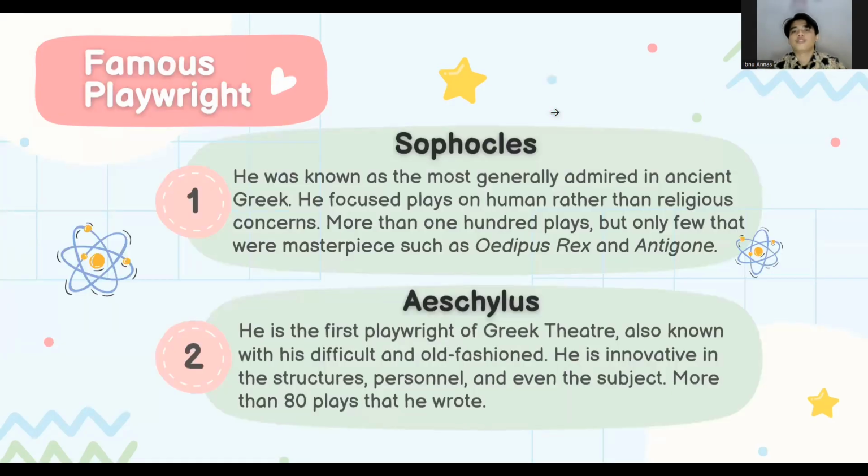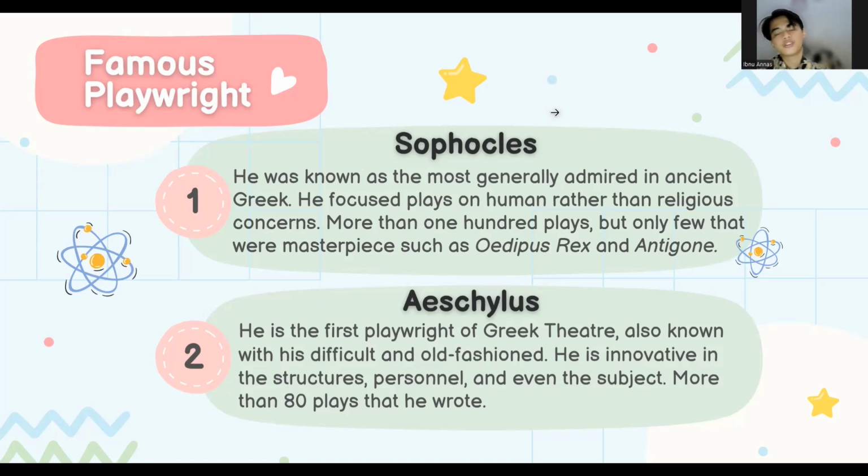So next, after the changes of Greek theater, we are going to the famous playwrights of tragedy. I have chosen two of the famous playwrights of Greek theater. The first one is Sophocles, and the last one is Aeschylus. Sophocles is another most important figure in Greek theater. He expanded the possibilities of tragedy.